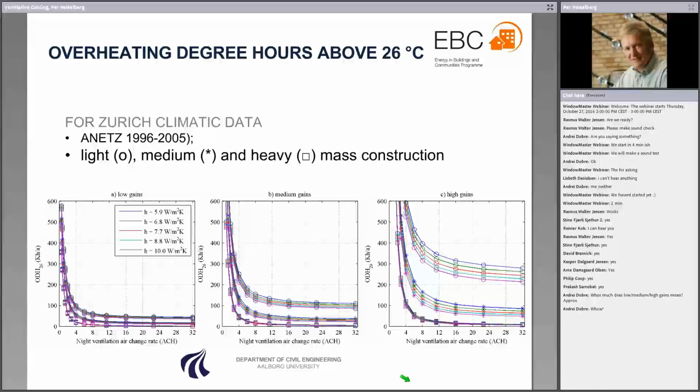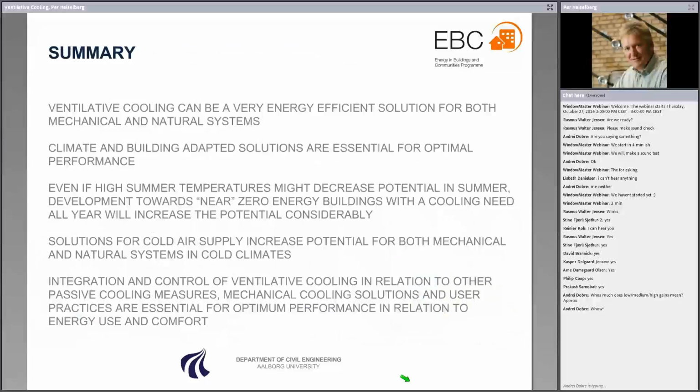The summary of my presentation. I think ventilative cooling can be a very efficient solution for both mechanical and natural systems. There are different challenges using either of the systems. I think even if high summer temperatures might decrease the potential in summer, the development we see where we have a cooling need more or less all year round, even in residential buildings, increases the potential considerably.